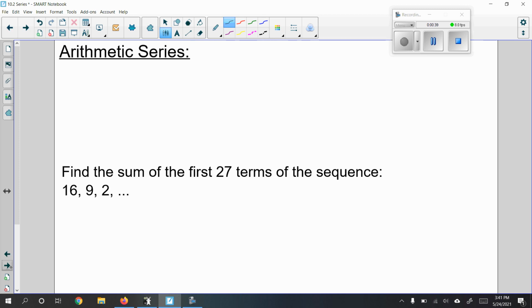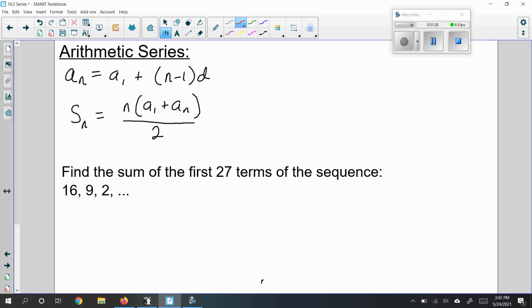An arithmetic series corresponds to the sequence. So an arithmetic sequence is a sub n equals a sub 1 plus n minus 1 times d. The series we write like this. S sub n corresponds to the sum of the first n terms of a sequence. It is n times the first term plus the last term divided by 2.